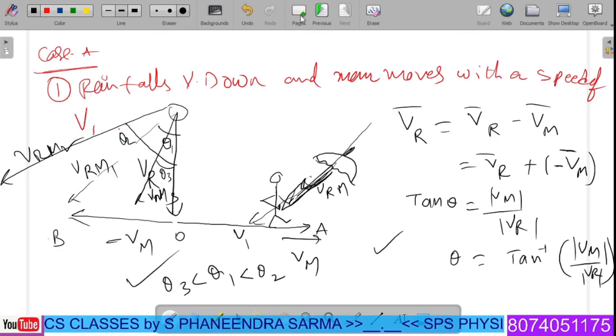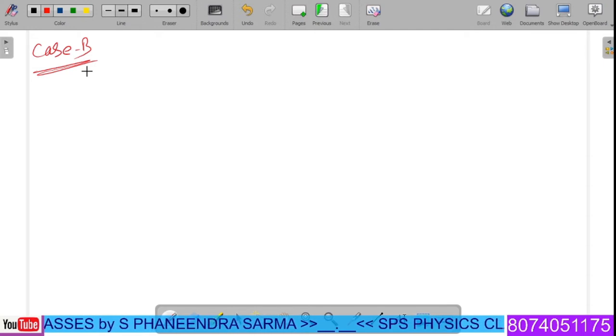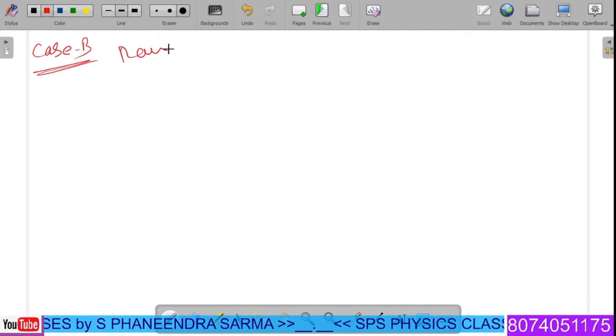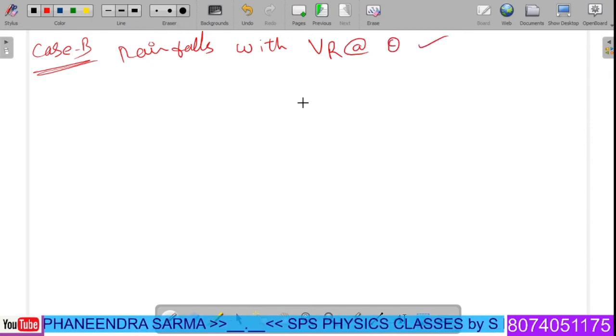Now, case B. In case B, what happens? Rain falls with the speed of VR at an angle of theta degrees with the vertical. That's the logic given in the problem. Then what happens? Let us see.